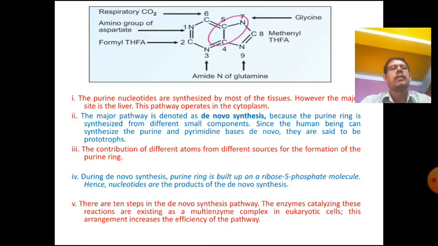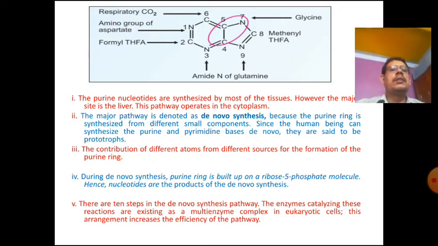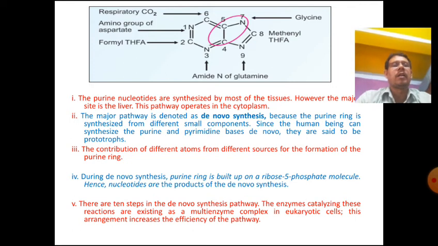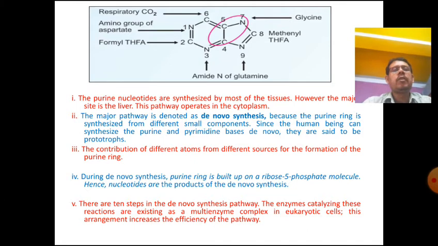So we can see that all these carbon and nitrogen atoms come from different sources. Remember, to biosynthesize purine nucleotides, these components must be present in your system, otherwise purine nucleotides cannot be synthesized. These purine nucleotides are synthesized by most tissues.